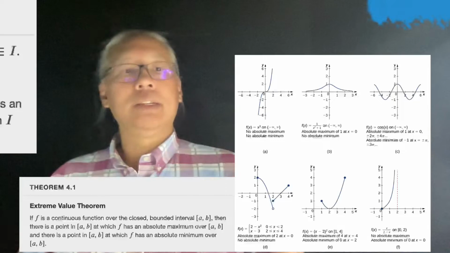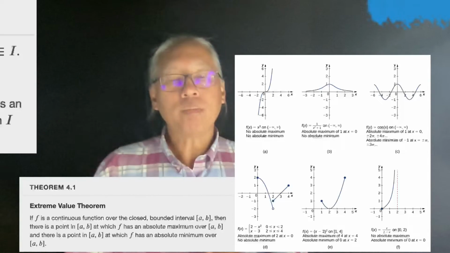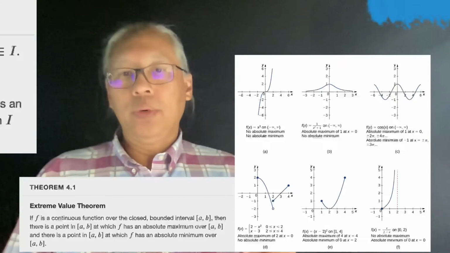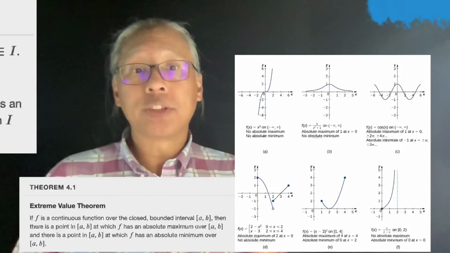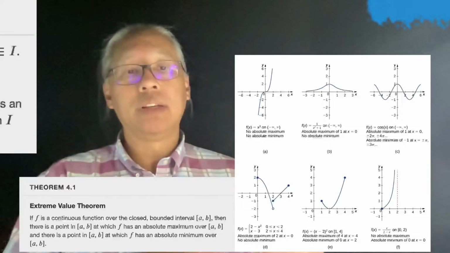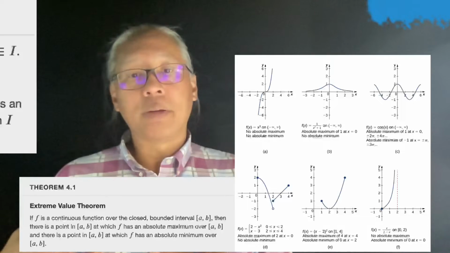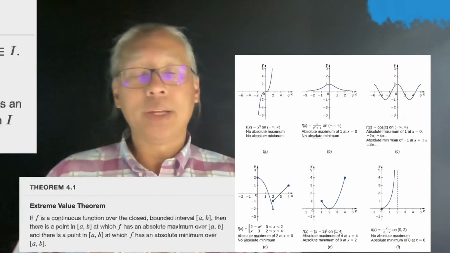So let's take a look at these graphs again and see which ones actually apply. We have to have a closed interval. The first graph of x cubed doesn't work because we're going from minus infinity to infinity. The second graph doesn't work either. And remember, this theorem guarantees a maximum and a minimum.